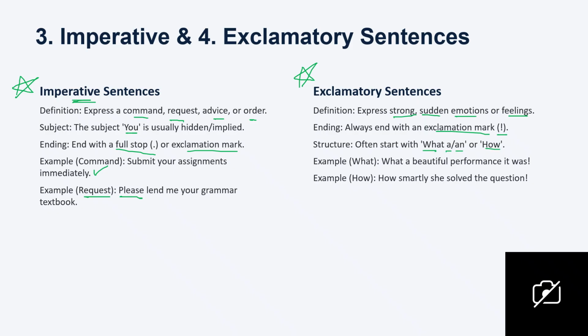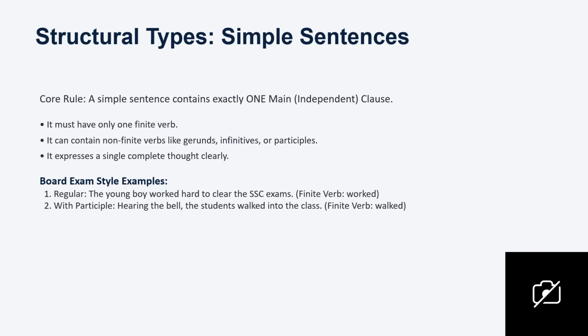Okay, "What a beautiful performance it was!" That's an exclamation there. "How smartly you solved the question!" Yeah, so astonishment and emotions are being expressed here. That's an exclamatory sentence. So these are the 4 types of sentences which we have discussed till now. Let us move on to the structural type, that is the simple sentence.